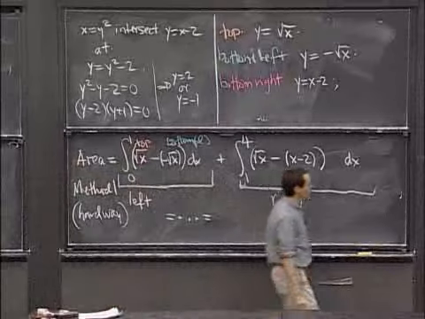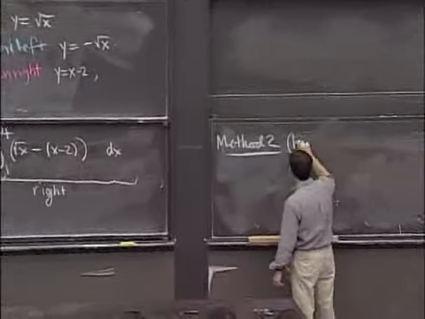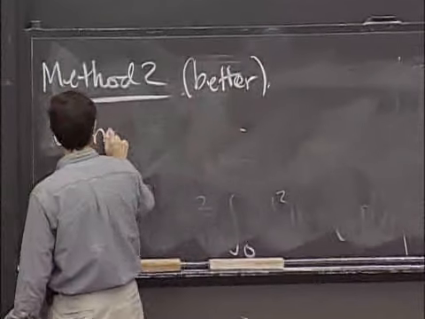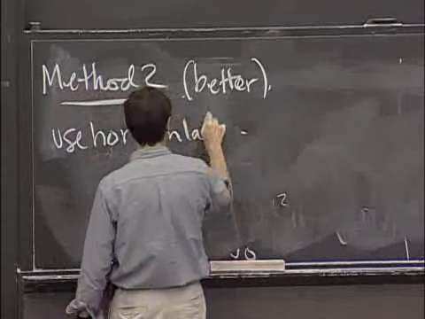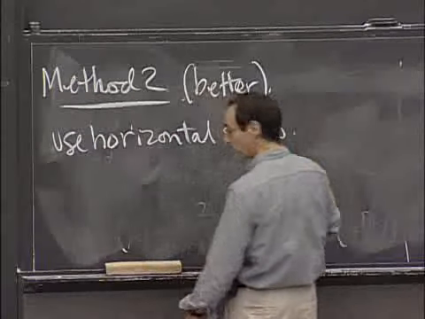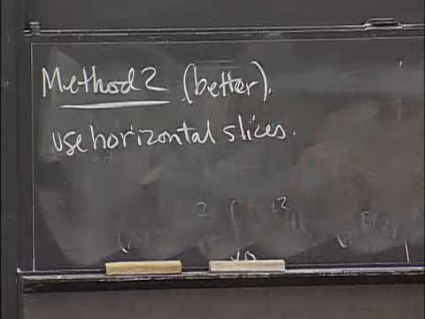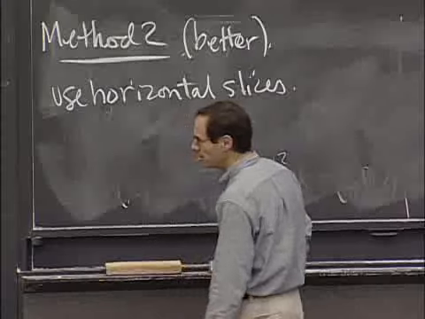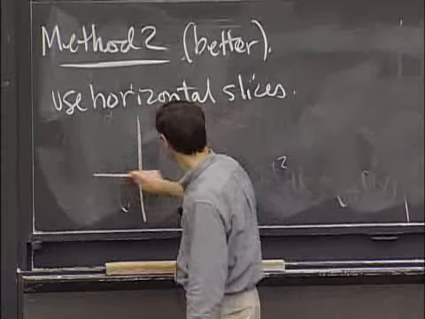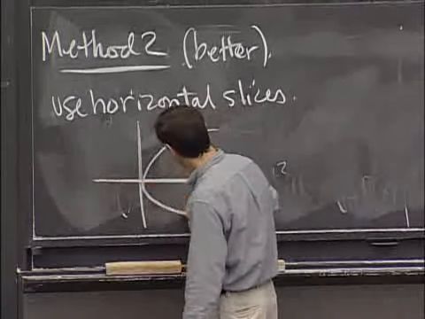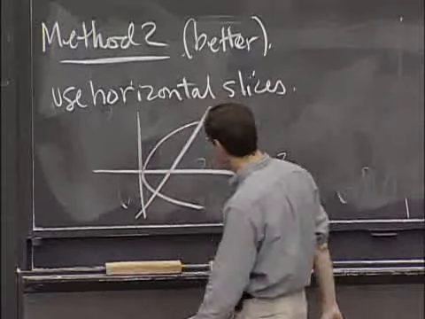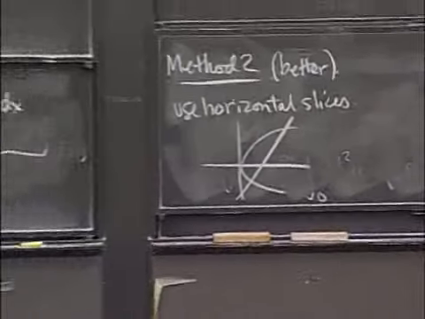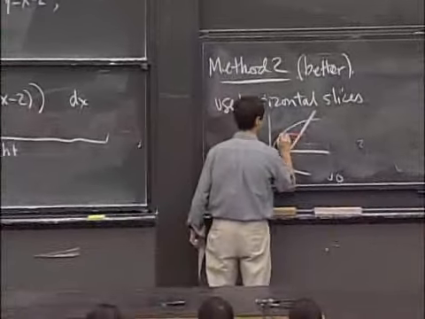Method 2, which is better in this case, is to use horizontal slices. Let me draw the picture. At least schematically, here's our picture that we had before. And now, instead of slicing it vertically, I'm going to slice it horizontally, like this.